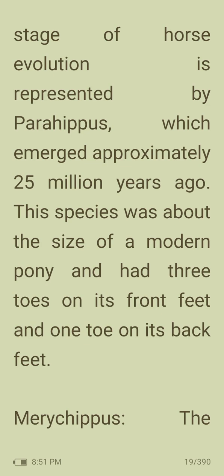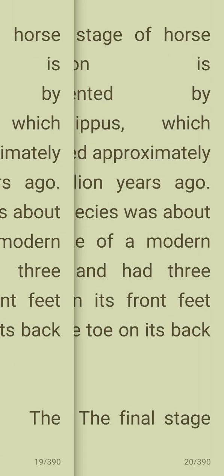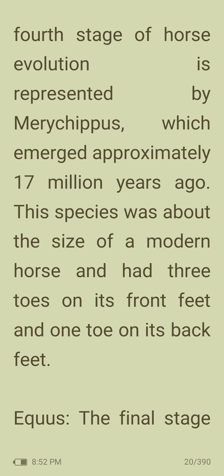Then Merychippus. I'm not sure about the pronunciation, but the fourth stage of horse evolution is represented by Merychippus, which emerged approximately 17 million years ago. The species was about the size of a modern horse and had 3 toes on its front feet and 1 toe on its back feet.